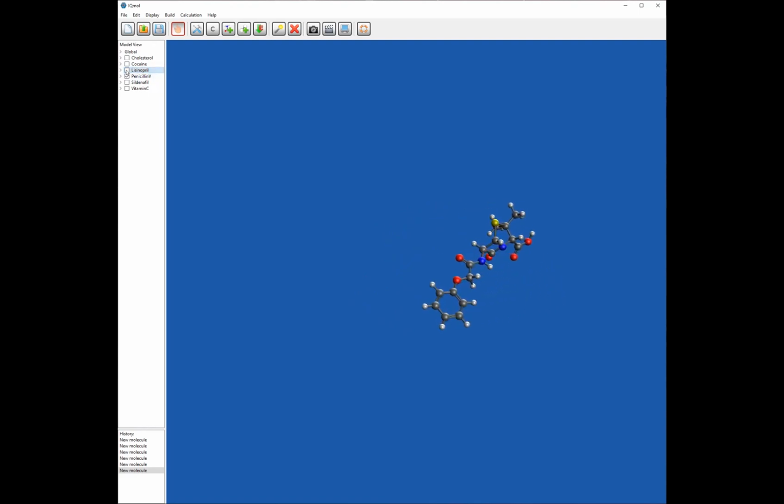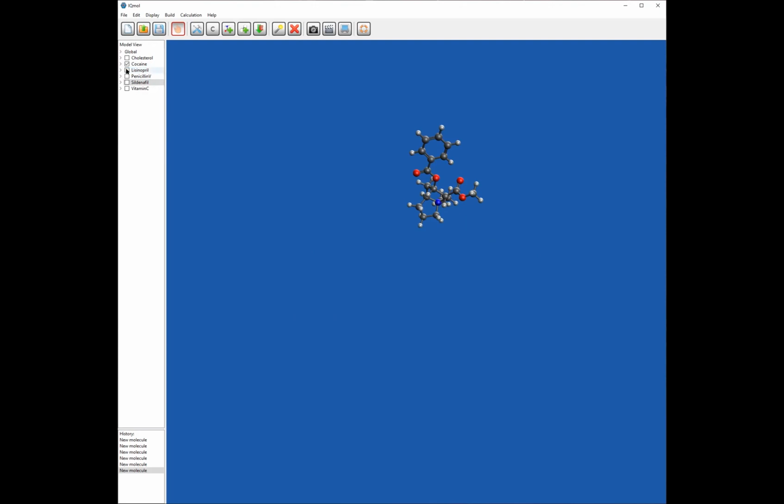The next drug that I chose was sildenafil, in other words, Viagra. You can see here, it has a few rings. The next drug that I chose was cocaine. It has 1 nitrogen, a few oxygens, and many carbons and hydrogens. There's an aromatic ring right here.